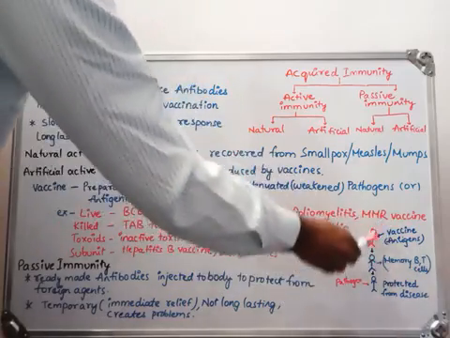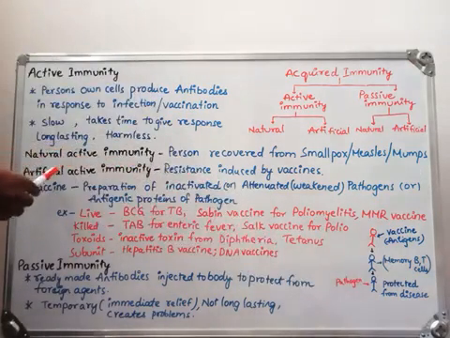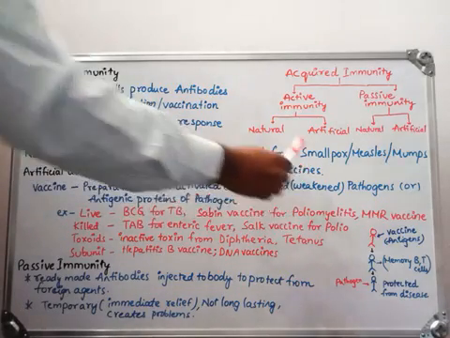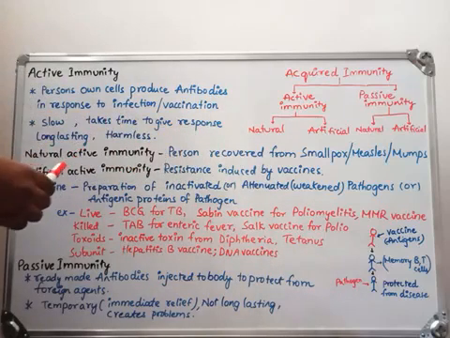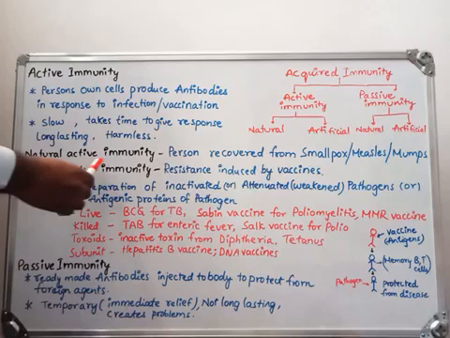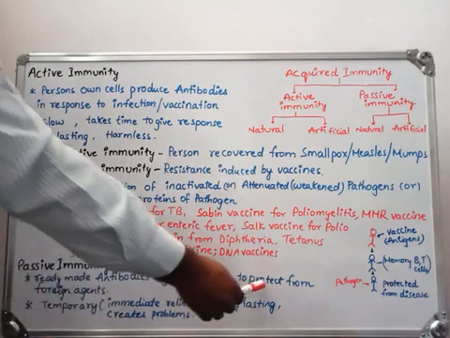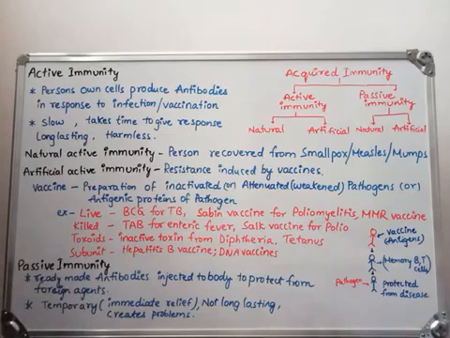Now we call such kind of immunity artificial active immunity. Hope you understood properly now. So the resistance induced by vaccines, when they are injected into a person, we call artificial active immunity. Now the active immunity part is over. The second part is the passive immunity. When we inject a person with ready-made antibodies, then that person will be protected from foreign agents.